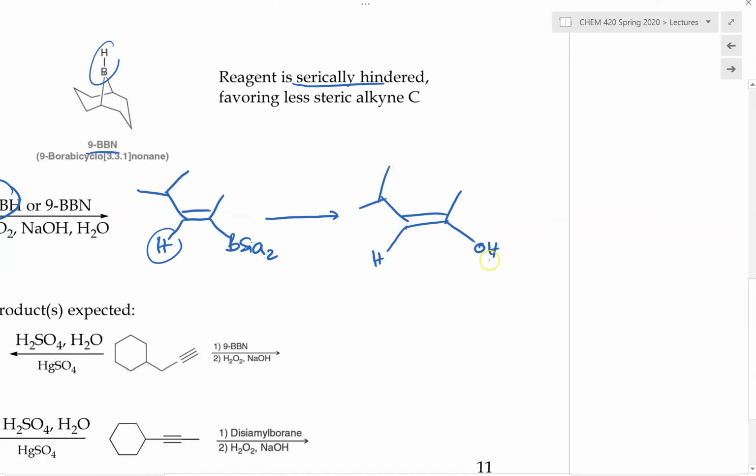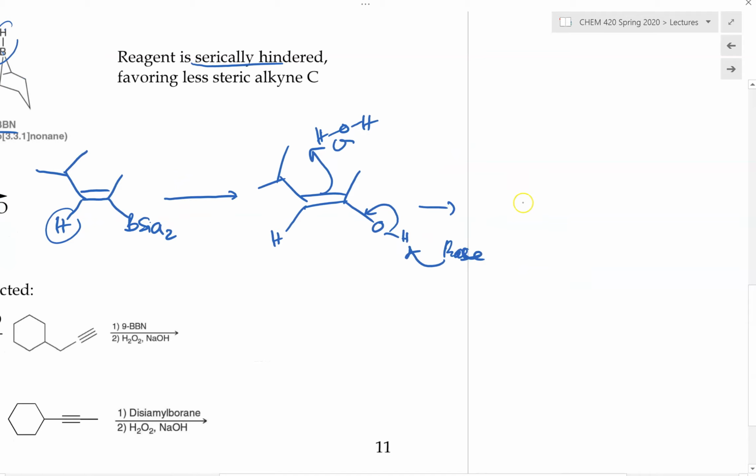And this enol then tautomerizes in the presence of base. The base comes in and picks up this proton, and this comes in and tautomerizes and picks up the proton from water and converts this into the ketone. And that will be the product of this reaction. So now we have a ketone.